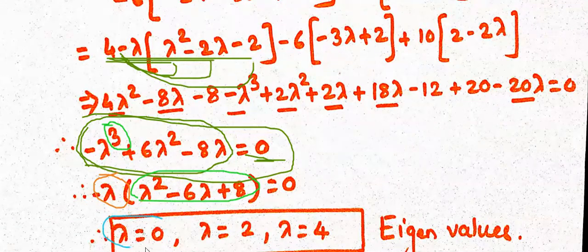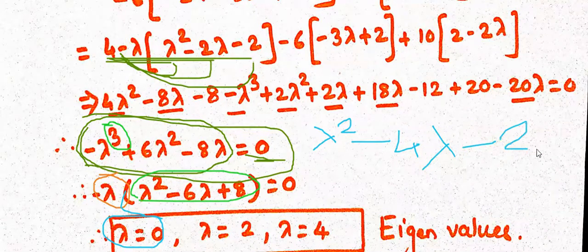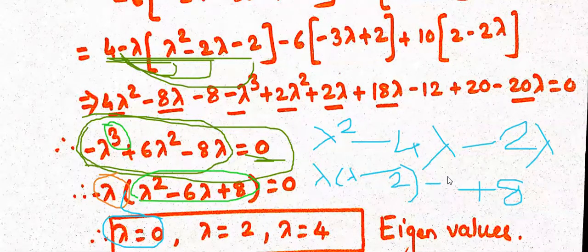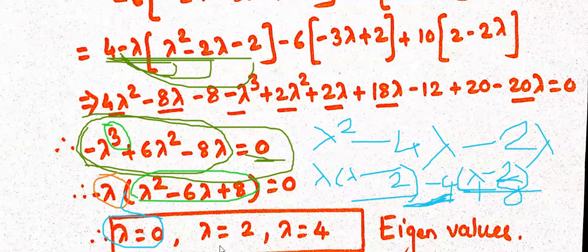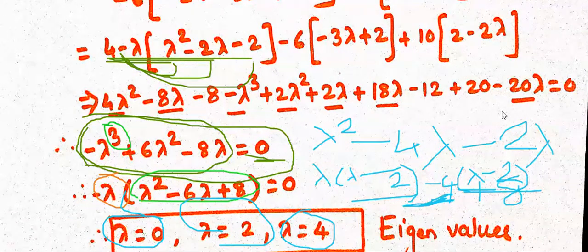So lambda equal to 0, this is the first root. The second root will be obtained by solving this characteristic equation. It can be solved like lambda square minus 4 lambda minus 2 lambda plus 8 equal to 0. So lambda into lambda minus 2, that is the first factor which we can get, minus 4 lambda. Let me just check over here. Minus 2 minus 4, yes, it is the same one, minus 2. So this is how it will be simplified further. So lambda minus 2 and lambda minus 4, these will be the factors. So lambda equal to 2 and lambda equal to 4, that is what the values we will get.